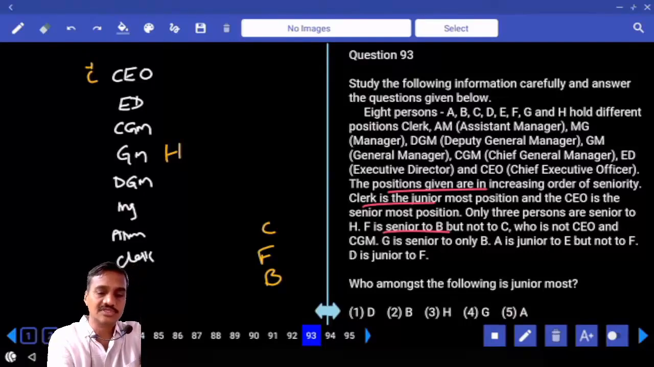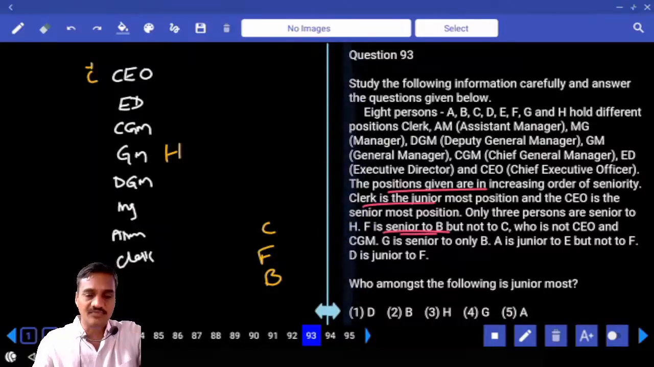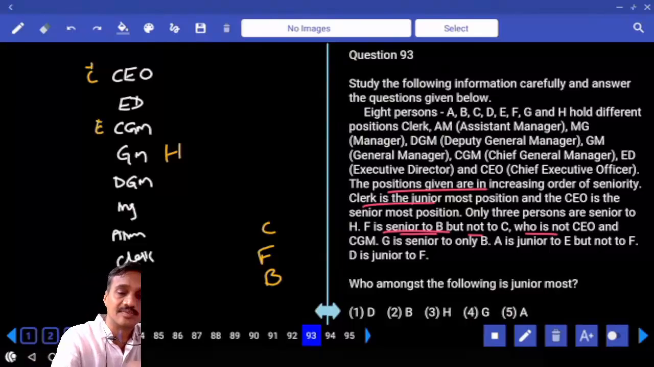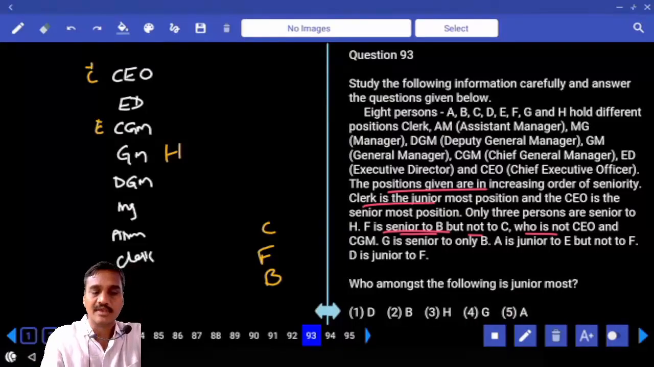And so where should this C be? C ఎక్కడ ఉండొచ్చు? ED అవ్వచ్చు, CGM అవ్వచ్చు, ఎక్కడైనా అవ్వచ్చు. Isn't it? As of now we cannot decide. F is senior to B but not to C. C who is not a CEO and CGM. And C is not a CGM as well. C cannot be here as well. As C cannot be here, C can be ED or C can be DGM.